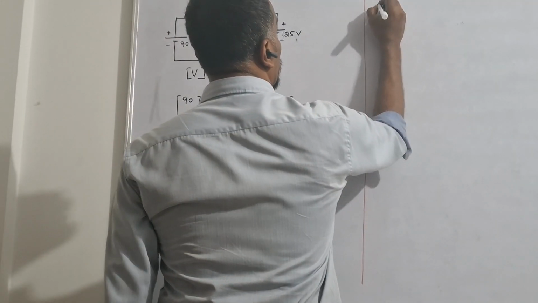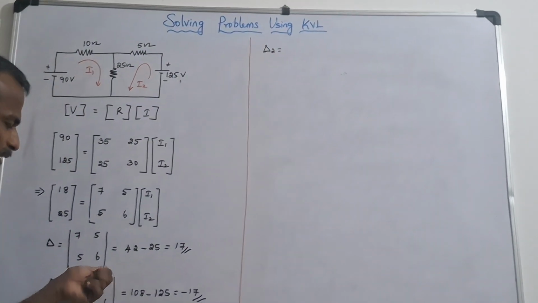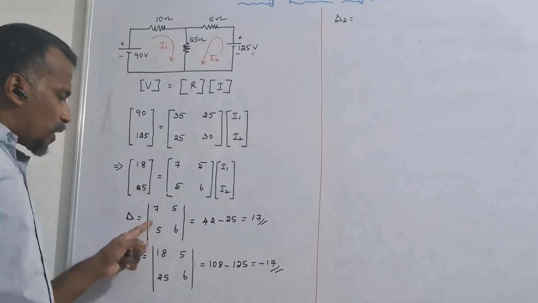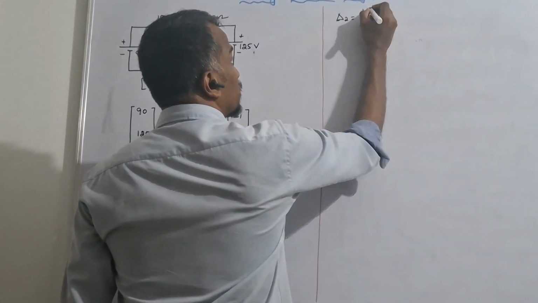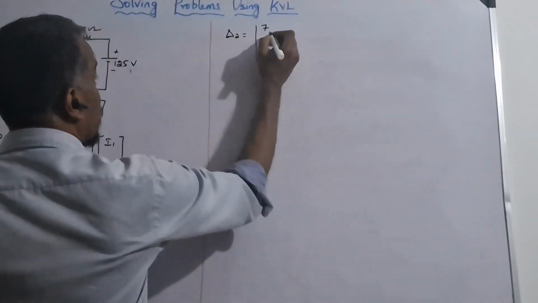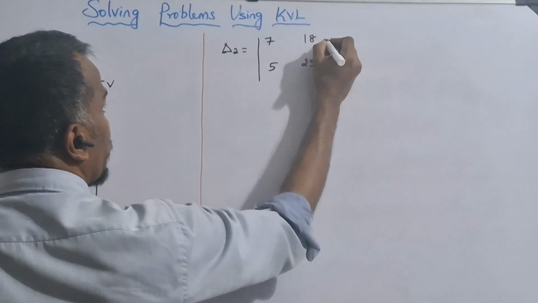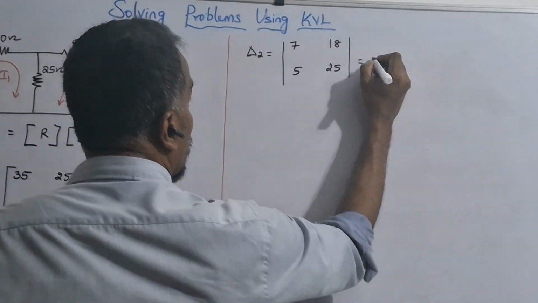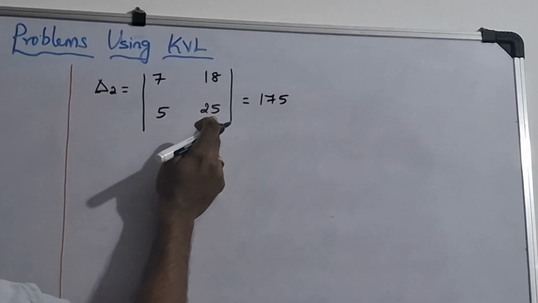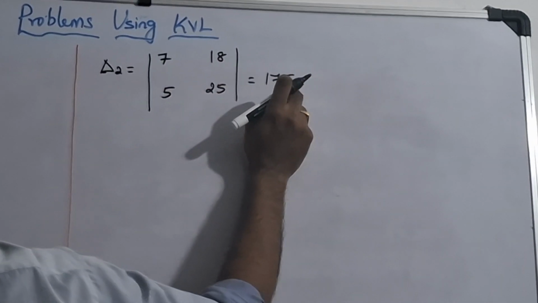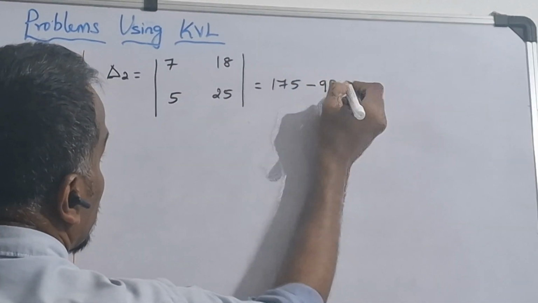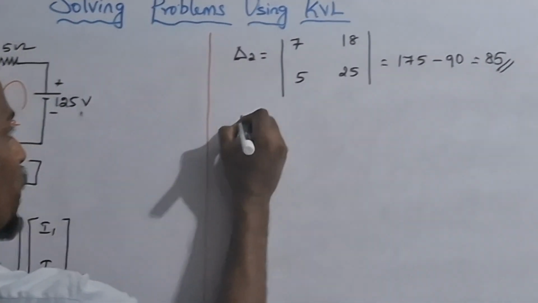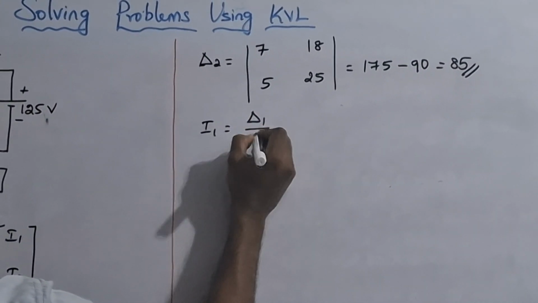Then delta 2 is nothing but replacing the second column with the voltage matrix. The first column is 7 and 5, therefore 7, 5, and the voltage matrix is 18 and 25. When we do this multiplication, we get 7 into 25 minus 18 into 5, that is 175 minus 90, which is equal to 85. Okay. Now from this we are going to find I1. I1 is equal to delta 1 by delta.